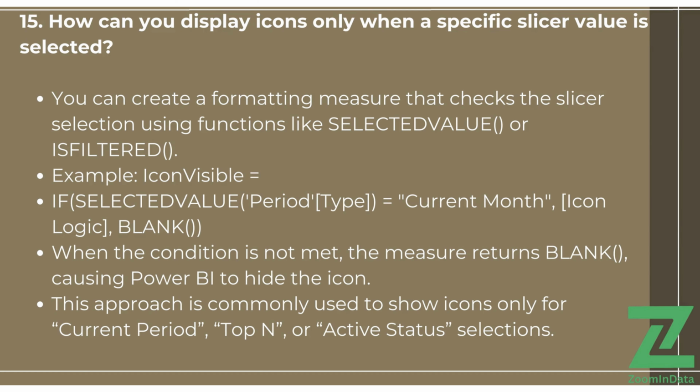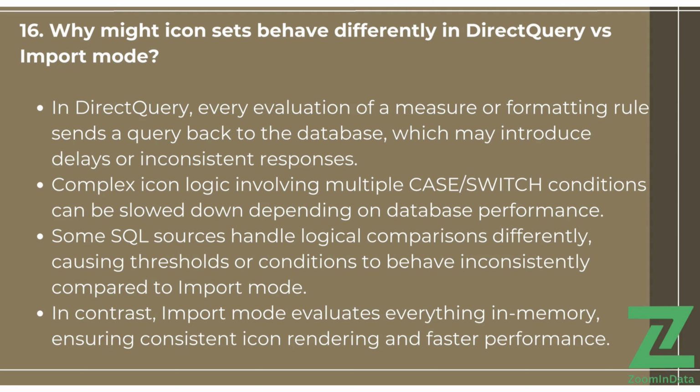When the condition is not met, the measure returns blank, which causes Power BI to hide the icon. This method is commonly used to show icons only for selections such as current period, top N, or active status. 16th question. Why might icon sets behave differently in direct query versus import mode?